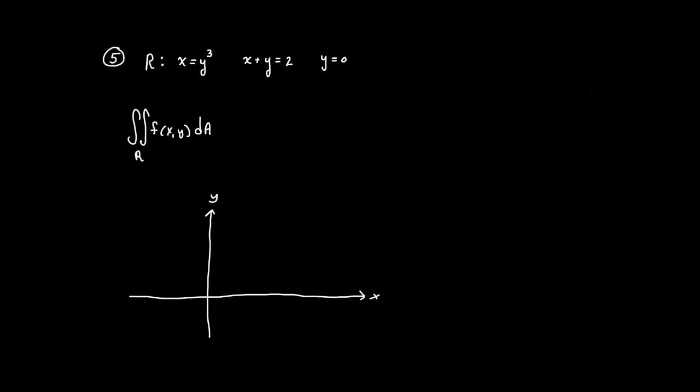Let me pick some different colors for the different curves. So x equals y cubed. So that's going to come down and do one of these. And then we have the line x plus y equals 2. 1, 2, 1, 2. That's a line. Let's see if I can draw this line. Okay, good enough. And then, of course, y equals 0 is the x-axis. So here we go. So the region R bounded between those three graphs is this gray shaded region here.